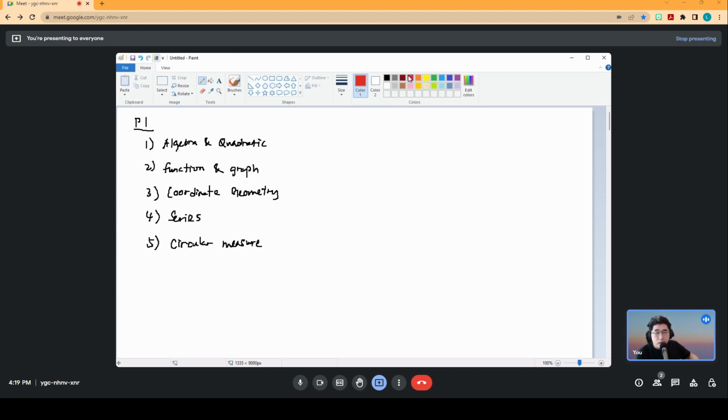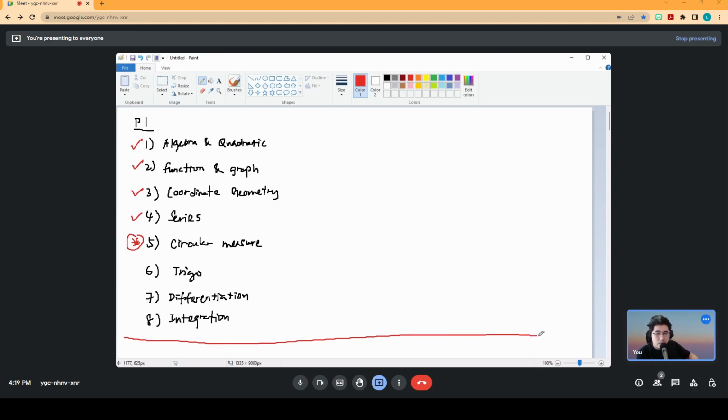So far we have completed this, and this. Okay, we have circular measure. Number 6, we have trigo. Number 7, we have differentiation. Number 8, we have integration. Okay, so today we enter circular measure. We'll continue with the circular measure first.